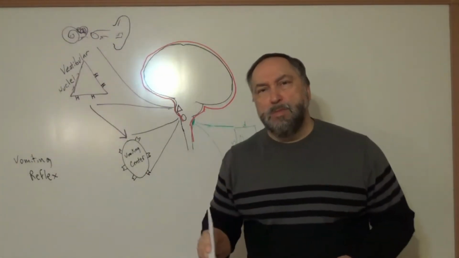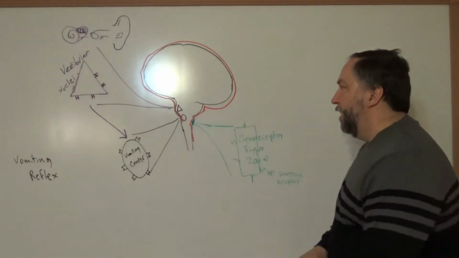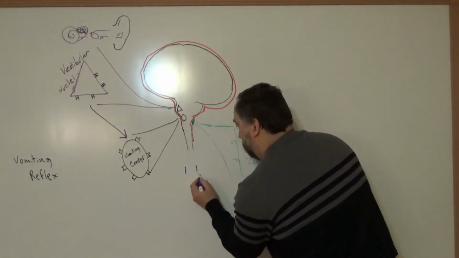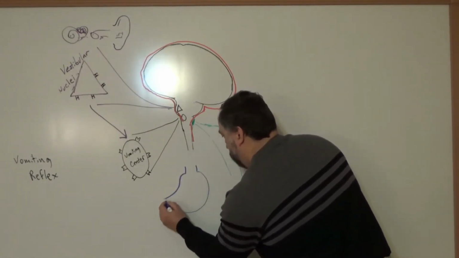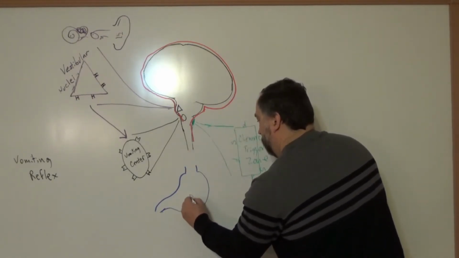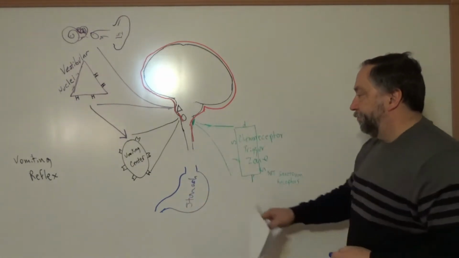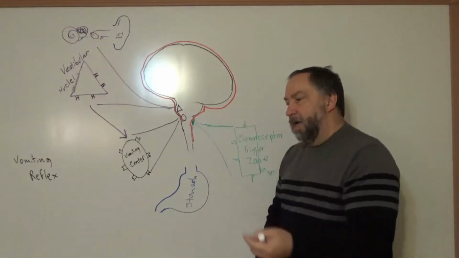Okay, and then there's just one more mechanism of vomiting that I want to talk about, and that is, let's go ahead and draw right here. There's the stomach. So we have the stomach. Toxins go in the stomach.